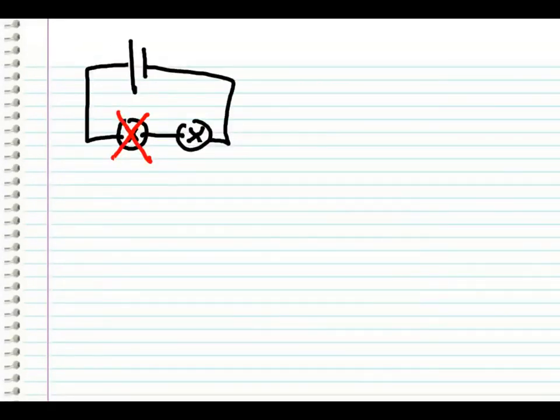Now consider the following situation. What if when we have 2 light bulbs arranged in series and suddenly one of them is broken? Will the other light bulb still light up? The answer is no, because the circuit now is open and no current can flow to the other bulb.